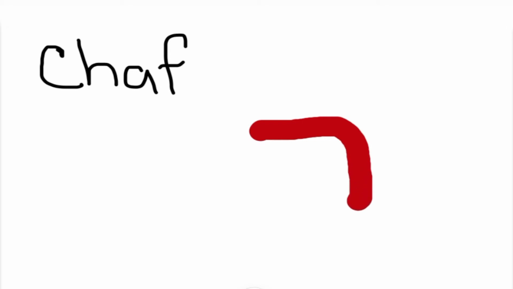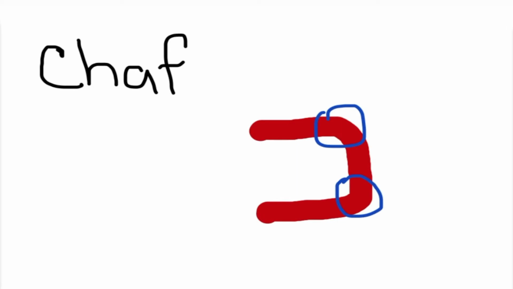And this is the way the chaf is produced, or written, better said. Kind of like a bet, and it has 2 rounded edges. Okay, one over here, one over here. They're both rounded. That is the chaf. No dot inside of it.